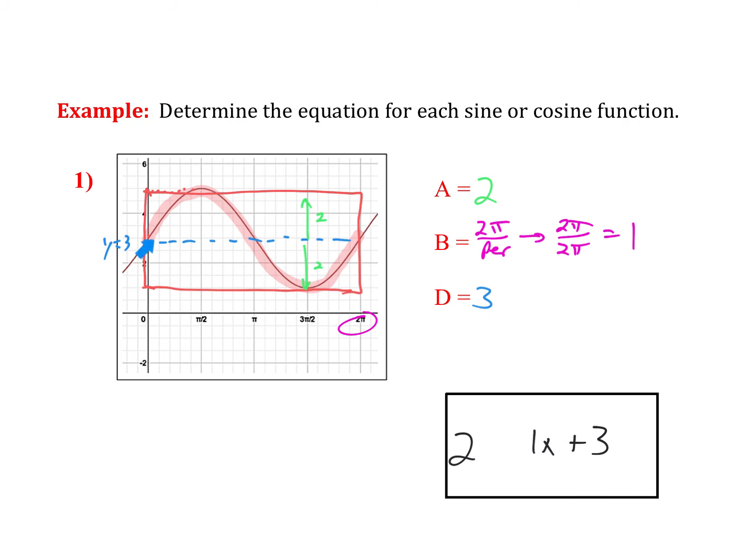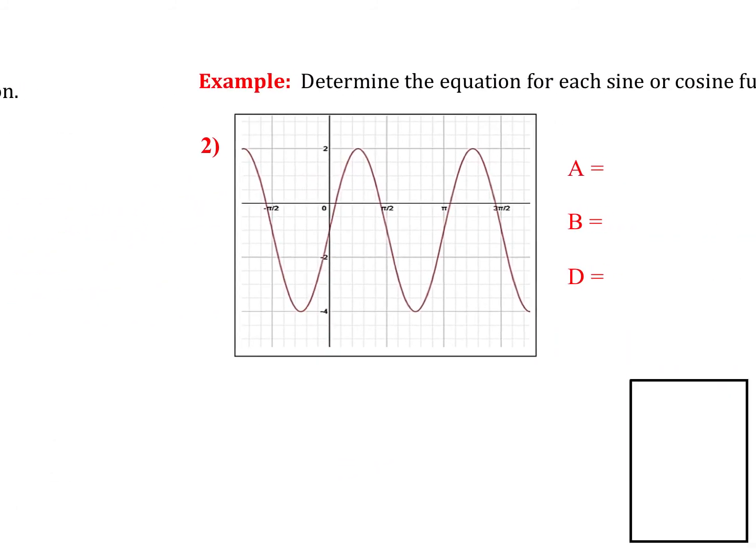To figure out sine versus cosine, I look at the shape. Kind of looks like an S. That's going to be a sine. So 2 times sine of 1x plus 3. Few things. No, you do not need the parentheses. And also, no, you do not need to write that number 1. Let's take another look.